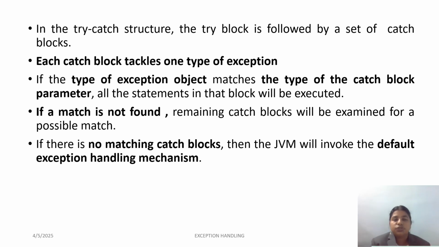In the try-catch structure, the try block is followed by a set of catch blocks. Each catch block tackles a different type of exception. If the type of the exception object matches the type of the exception parameter, all the statements in the block will be executed. If a match is not found, the remaining catch blocks will be examined for a possible match. If there is no matching catch block, then the Java virtual machine will automatically invoke the default exception handling mechanism.